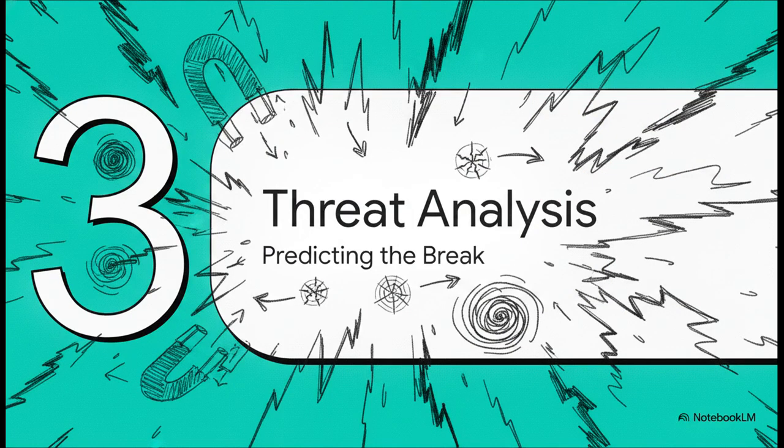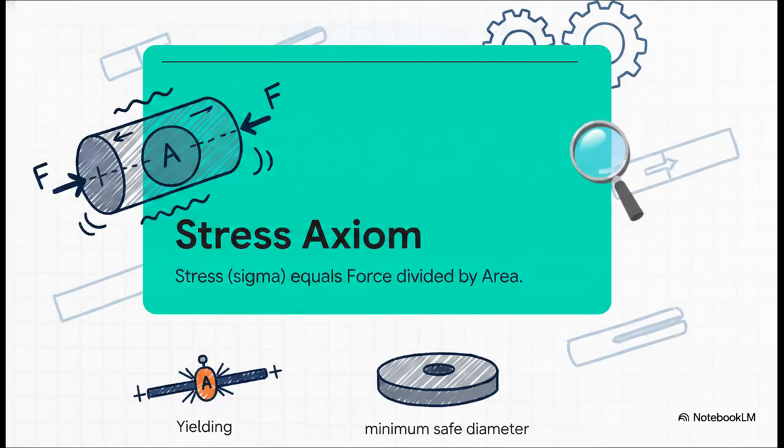Section 3 now. Thread analysis and predicting breaks. It's time to map those invisible forces. Okay, this is our absolute baseline mathematical rule, the fundamental stress axiom. Stress literally equals force divided by area. This one simple equation dictates how external forces translate into internal pressure within our chosen metal. And our main goal as designers is to figure out the exact minimum safe diameter required to prevent the metal from yielding under all that stress.